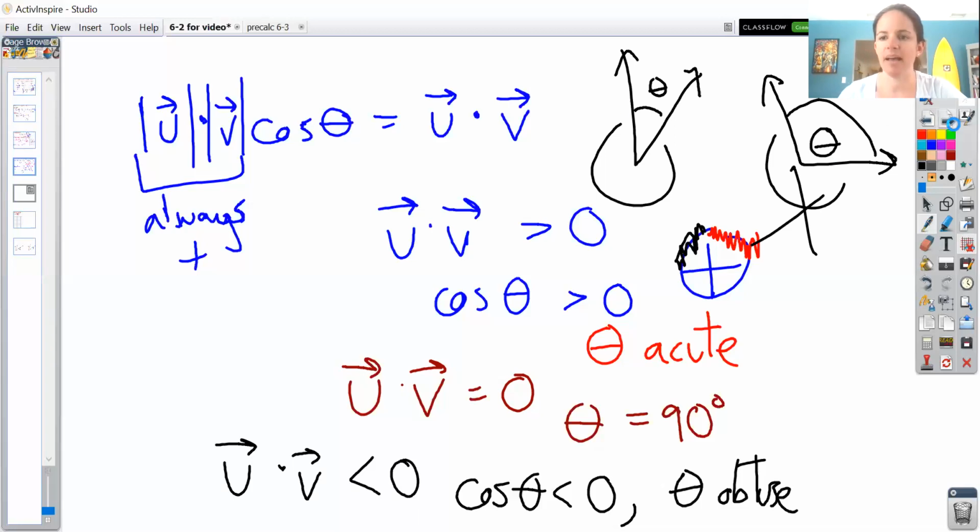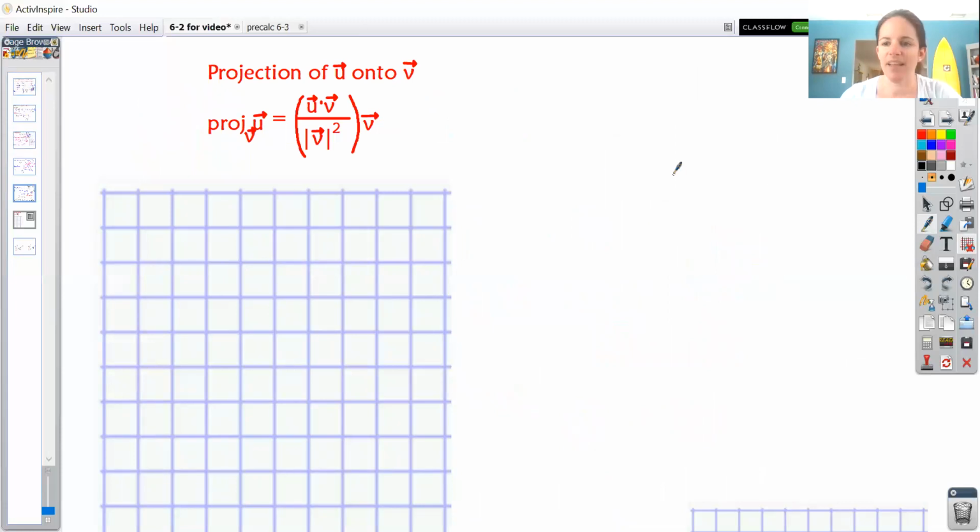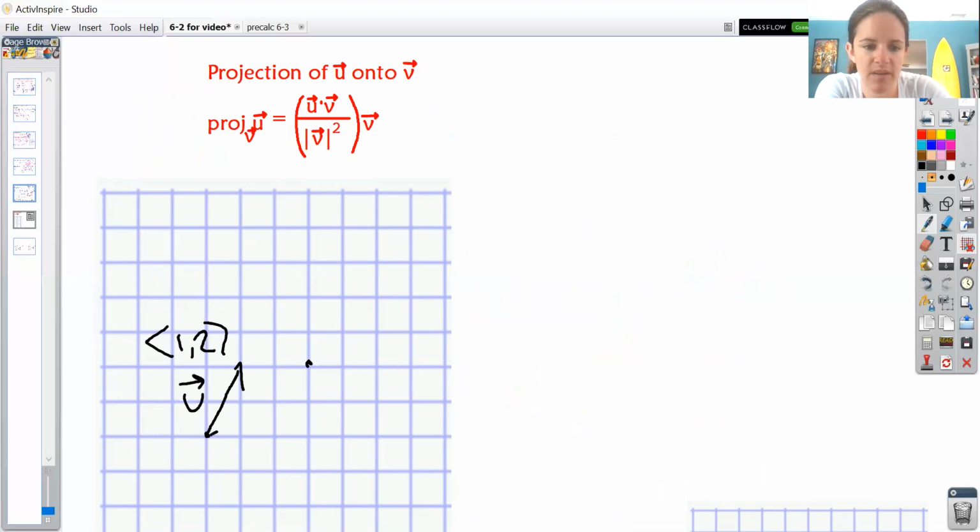Okay, last but not least, I hope you're hanging in there. Our last topic is the projection of u onto v. And this looks complicated and it's actually not, so don't freak out. If I take two vectors, I'll call this one vector u, and that's the vector 1, 2. And then I'm going to make another vector, and I'll call it vector v, and I made that vector 3, 2.